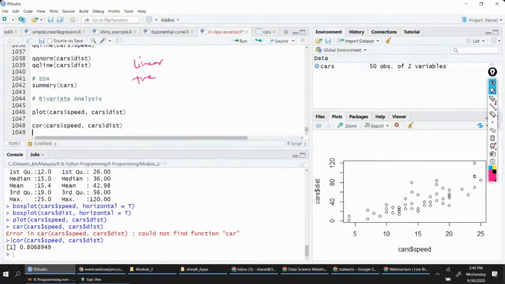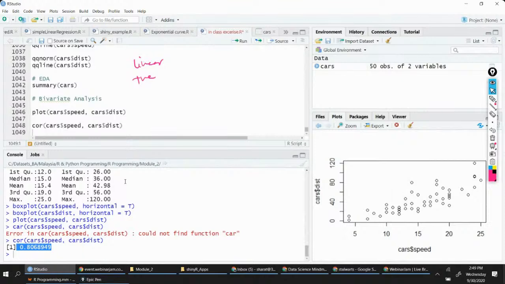Correlation. What is a correlation? Moderate relationship. Right? We identified that the relationship is moderate. Close to being strong, but still it is moderate. Anything less than 0.85 is moderate. Right. Wonderful.